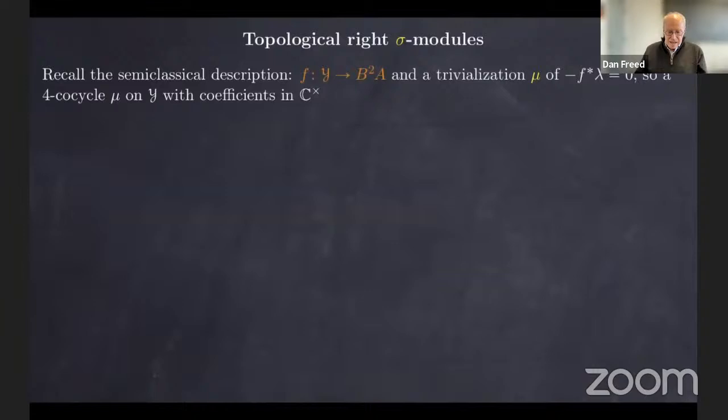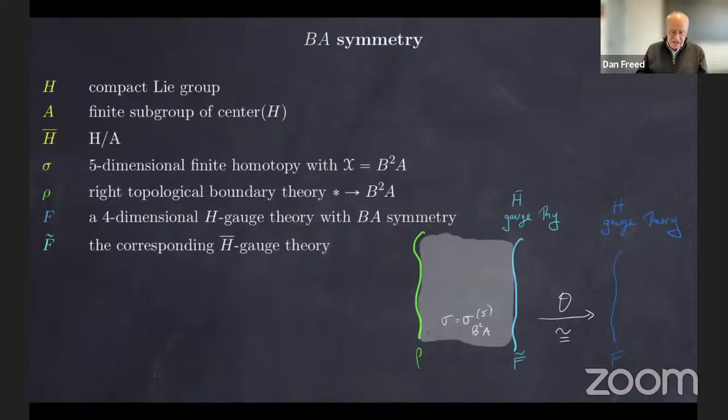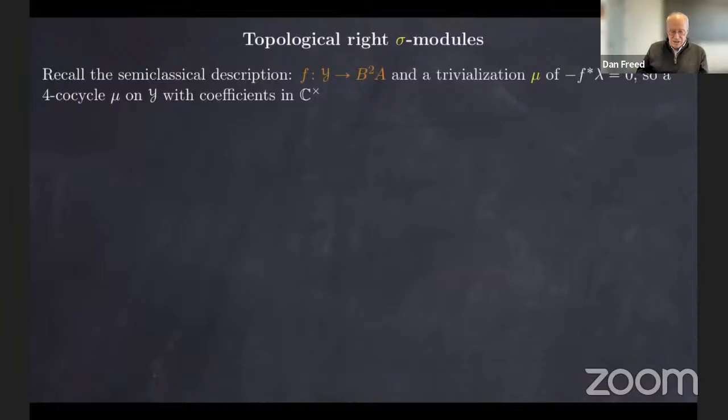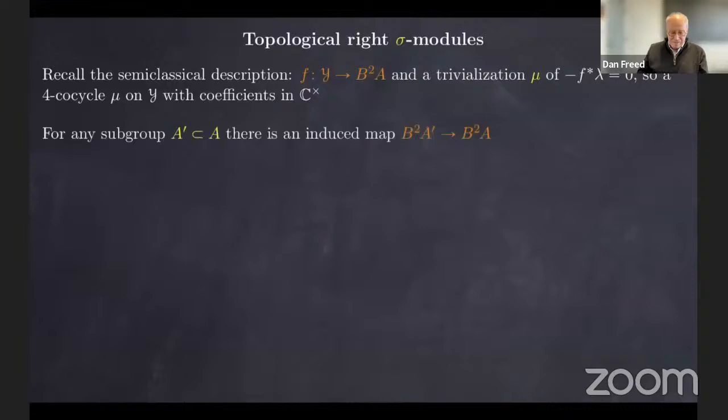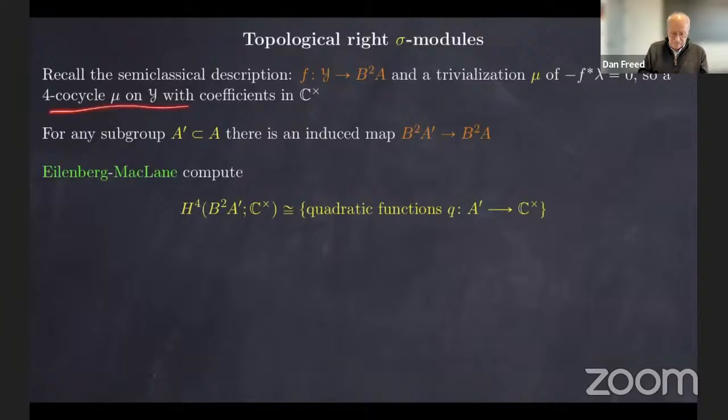Okay. So now we want to take other theories. Basically, we want to look at gauge theories, not just for the group H, not just for the quotient H bar, but for any Lie group in between, where we mod out by subgroups of the center. And so we need these right modules, which I told you are given by a map like this and a trivialization of the cocycle, which means we just get a four cocycle on Y. So for any subgroup, we can make a map like this of the gerbes for A prime to the gerbes for A. And now we want a cocycle. This group of cocycles was computed in the 1950s, actually, by Eilenberg and MacLane, to be the group of these quadratic functions. They're quadratic functions on the subgroup A prime. So that's this general story.